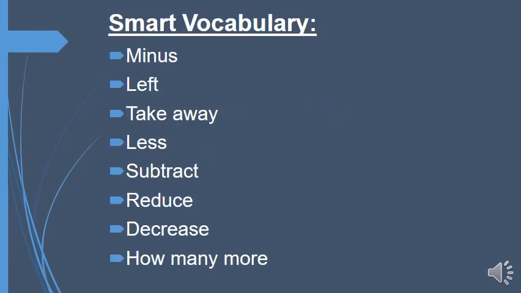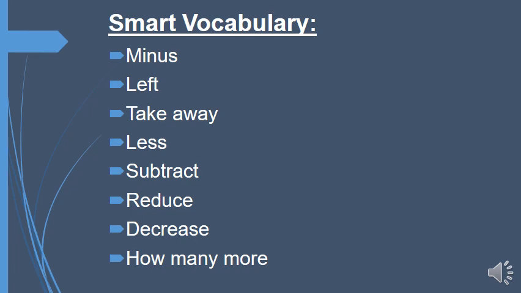Smart vocabulary. Before starting our new chapter, we will write smart vocabulary. First, you will write the date on the left hand side, and CW on the right hand side. Here is a set of words that describe the minus subtraction sign. This smart vocabulary actually helps us in most of the word problems.